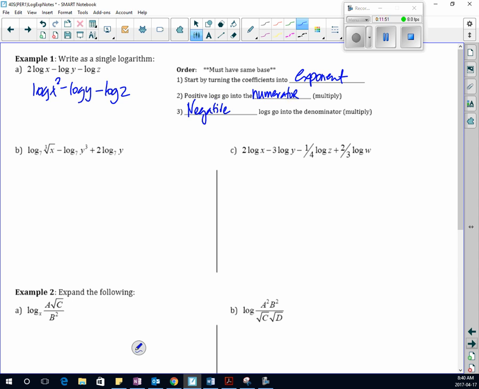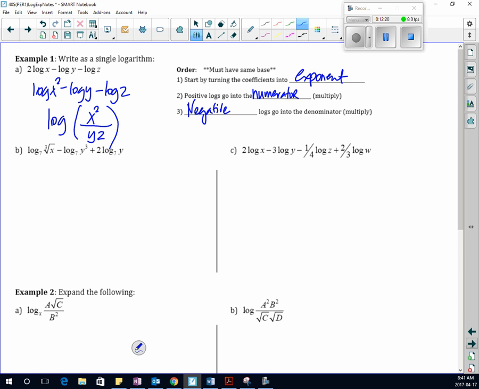So that means this would be log of what? Again, positive goes on top. Negative goes on the bottom. So x squared would go on top. Everybody agree? And then the y and the z will go to the bottom. And if you look at that going the other way, does that make sense to you? If it's dividing the y and the x, both of them would be negative going the other way, right?